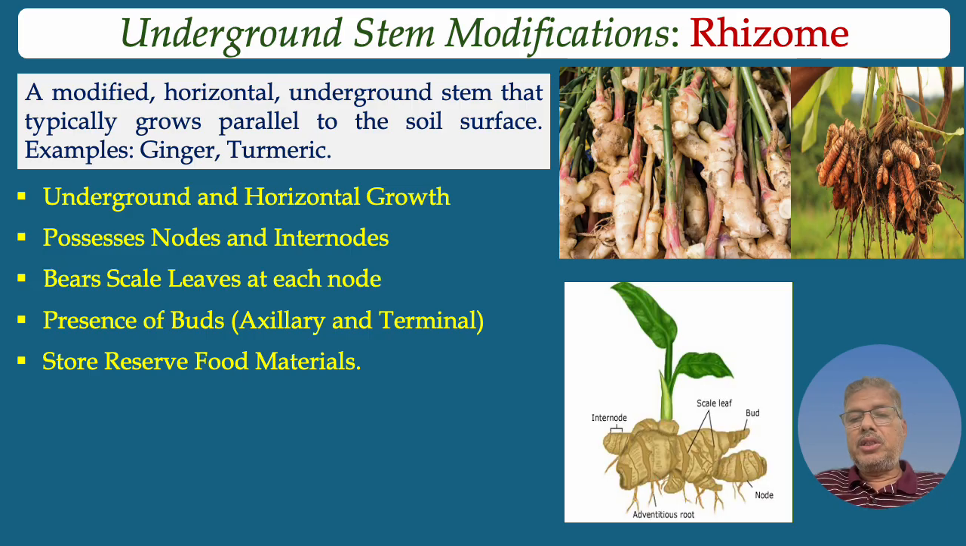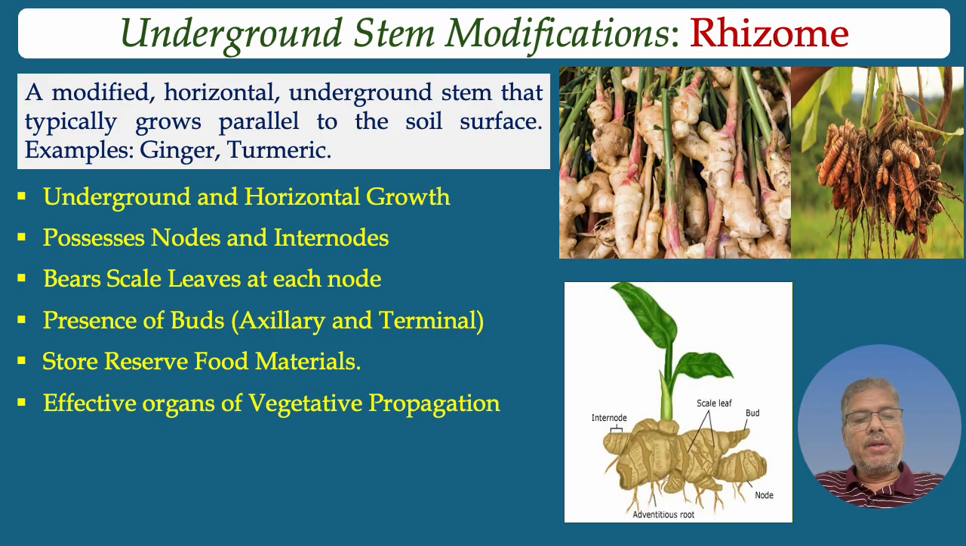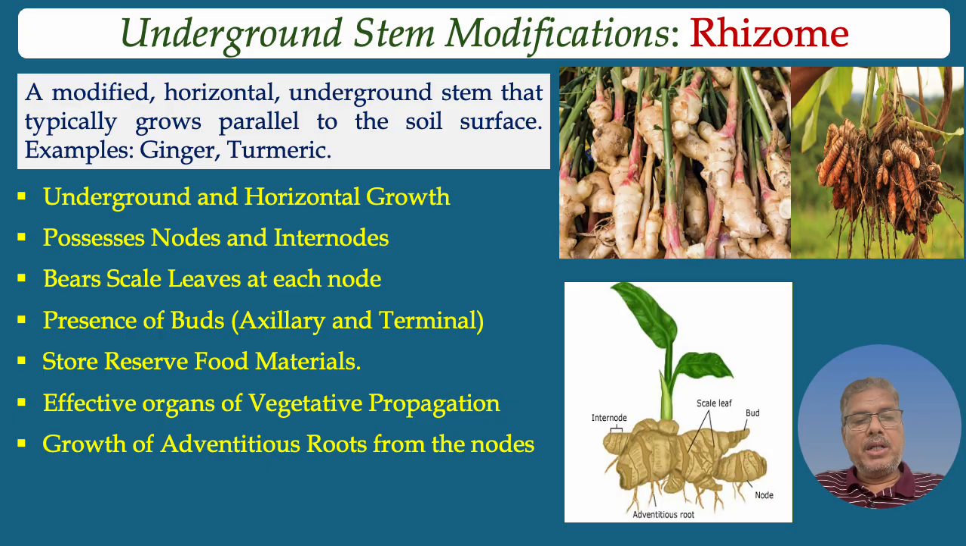This stored energy allows the plant to survive unfavorable conditions and provide the energy for the new growth when the conditions become suitable. This is why many edible rhizomes like ginger and turmeric are thick and fleshy. Vegetative propagation. Rhizomes are highly effective organs for asexual reproduction. If a piece of rhizome is separated and it contains at least one node with a bud, it can develop into a new plant genetically identical to the parent plant.